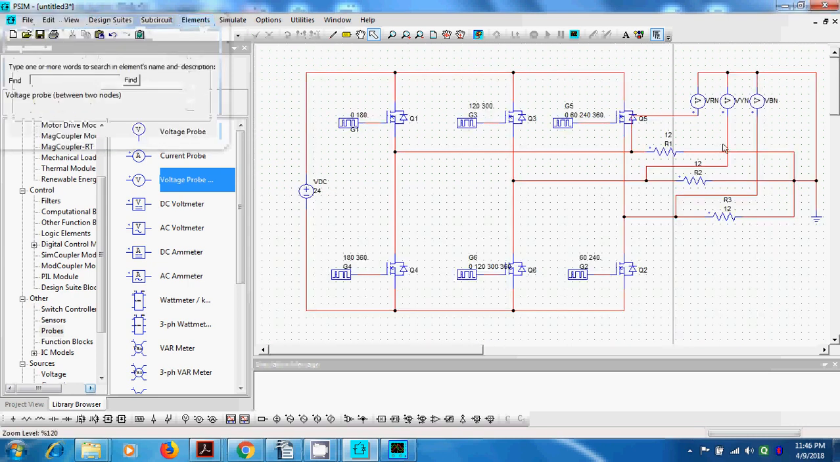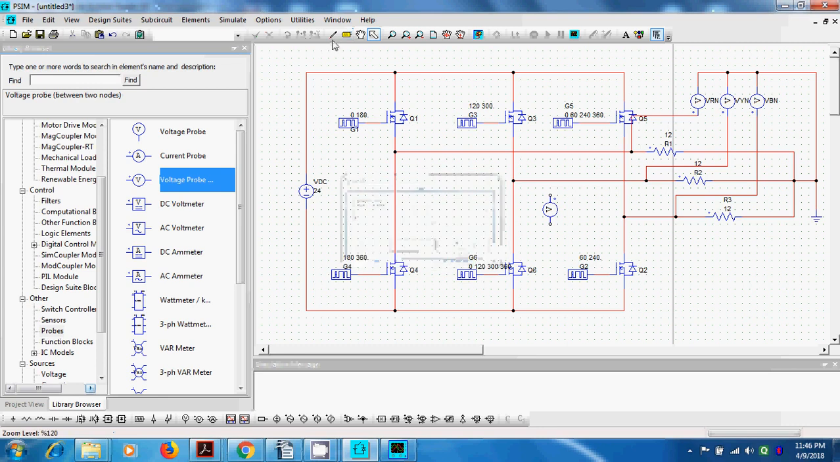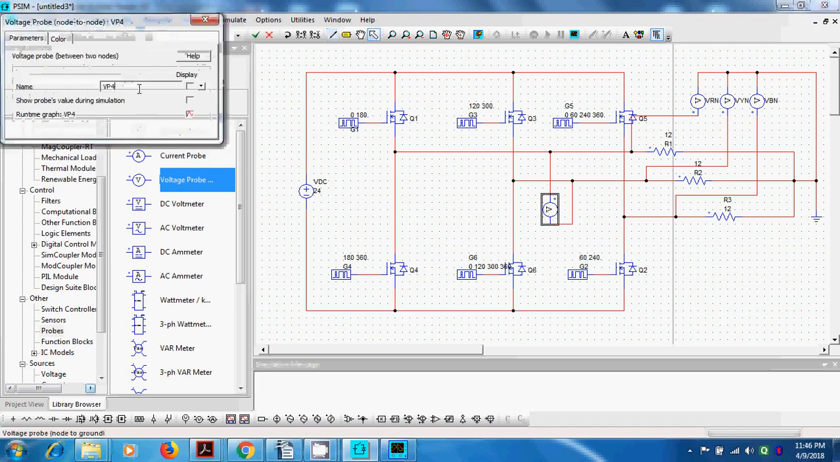Okay, VRN, VYN, VBN. Similarly I have to find out the voltages among these phases. So again I have to use one voltage probe. So let us find out the voltage between this R and this Y. I will call it VRY.